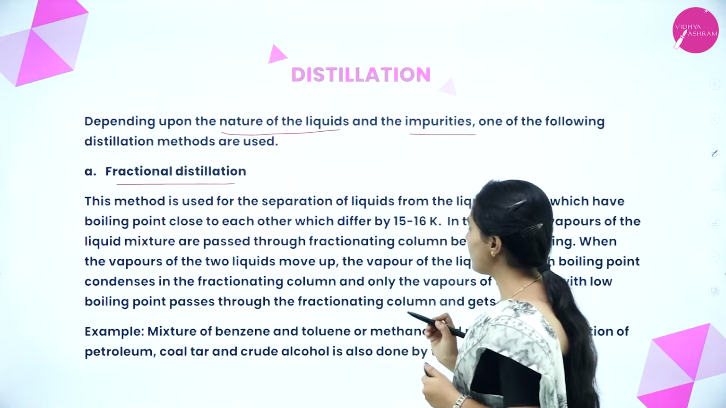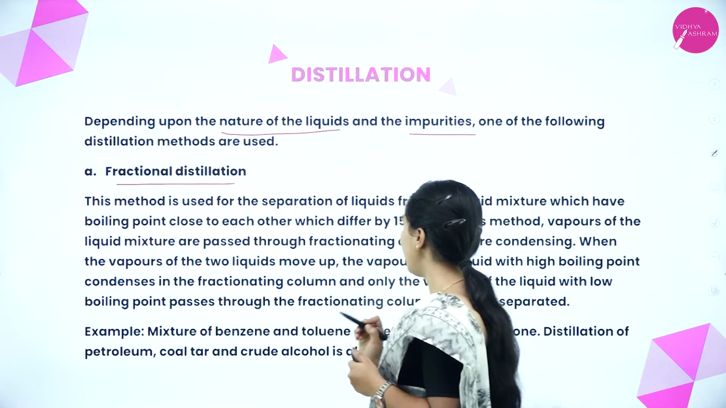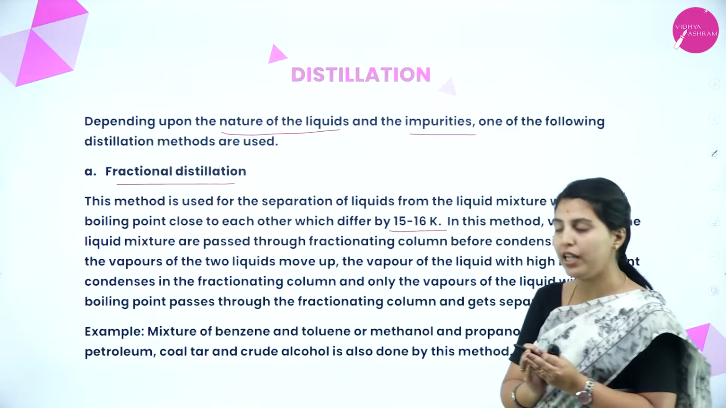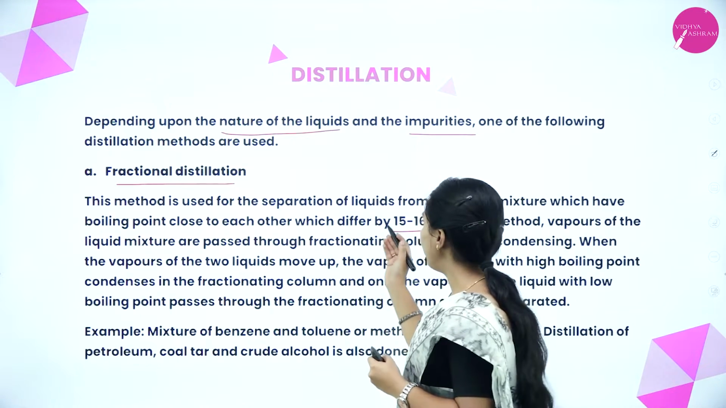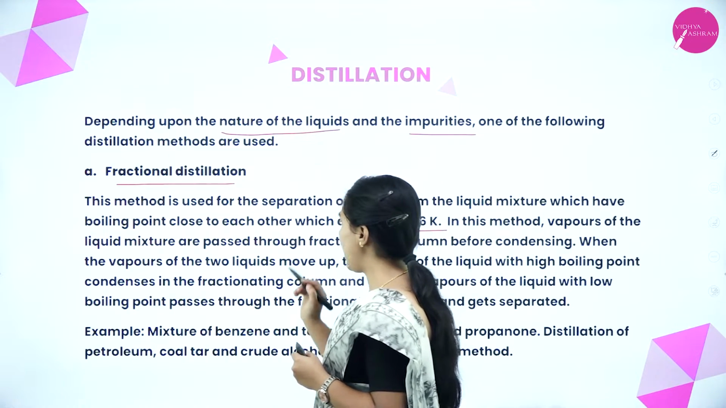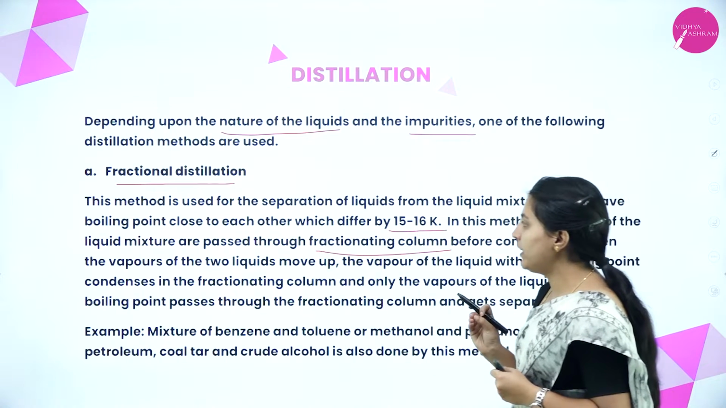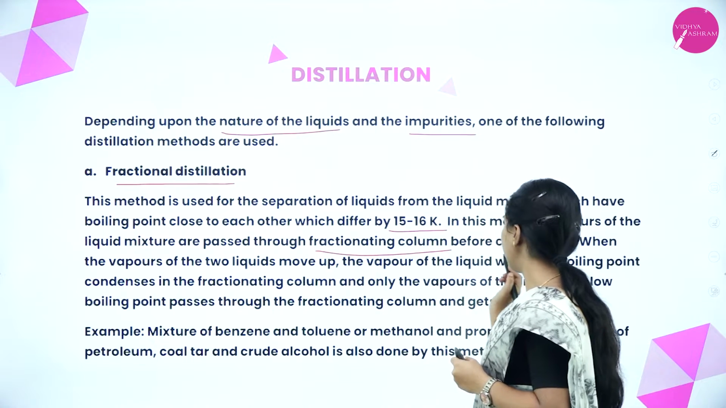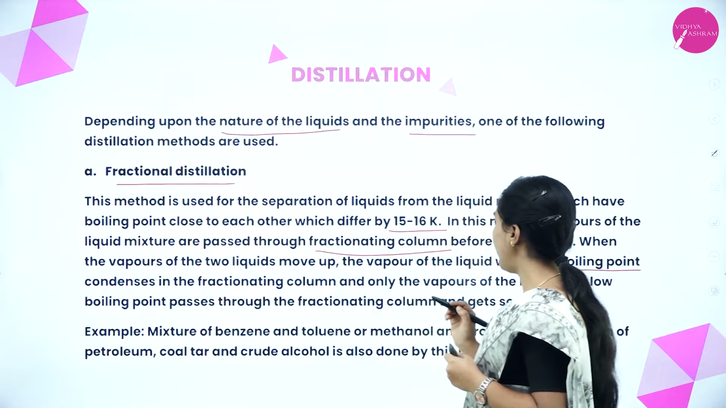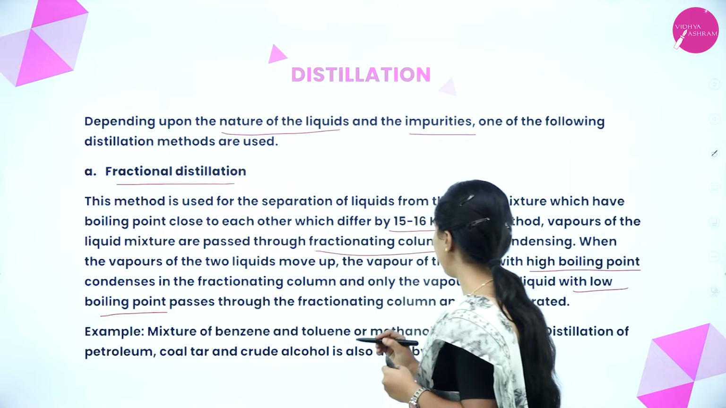This method is used for separation of liquids from a liquid mixture which have boiling points close to each other, which differ by 15 to 16 Kelvin. Here also two liquids will be separated from the mixture having boiling points near 15 to 16 Kelvin apart. In this method, vapors of the liquid mixture are passed through a fractionating column before condensing. When the vapors of the two liquids move up, the vapor of the liquid with high boiling point condenses in the fractionating column and only the vapors of the liquid with low boiling point pass through the fractionating column and get separated.